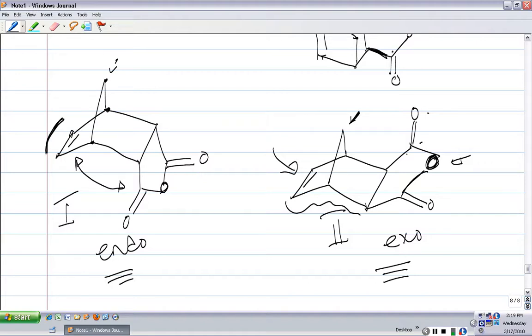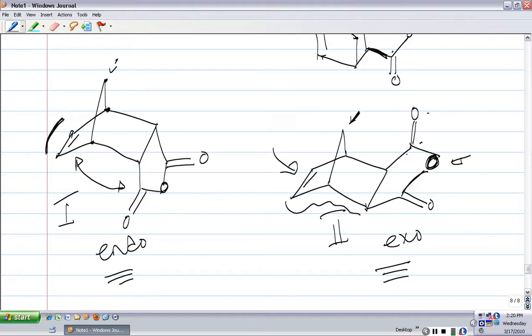There is no such stabilization in the formation of the exo compound, because the p orbitals on the carbonyls are running in this direction. The p orbitals on the carbon-carbon double bond are running in this direction. They have no contact whatsoever. Without that overlap, there is no stabilization in the formation of the exo, and so the formation of the exo compound is more difficult. Okay? So formation of the exo is not assisted by any overlap, and therefore it is relatively difficult.